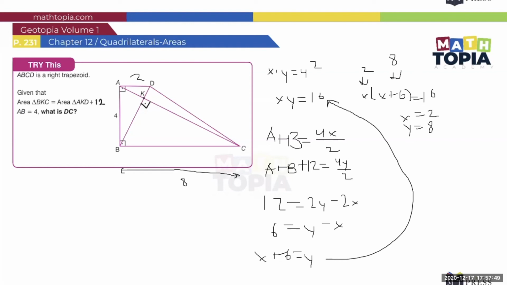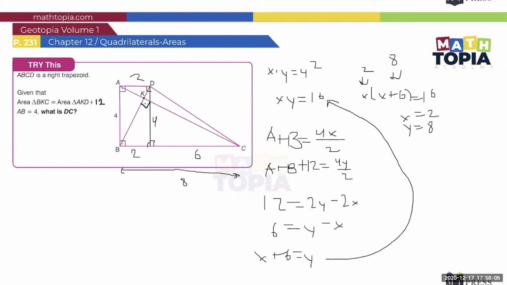We need to shift this AB over. So we're going to shift this AB over, so it's like a rectangle here. So that's 4. This is a right angle here. We can bring this 2 down here because it's a rectangle. We have this whole thing is 8, so this has to be 6.